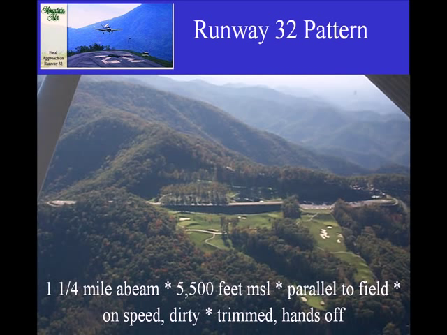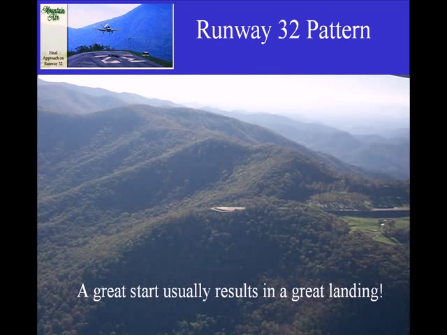Now this is the pattern, and we're going from right to left, and this is a right downwind for runway 32. Try to be a 1.25 mile beam, 5,500 feet MSL, parallel to the field, on speed. Trim the airplane up to hands off, and if the gear is down, be sure that you give the call that it's down and locked. The reason for trimming it up hands off is that when you turn final, you don't want any other forces on the controls of the airplane, so that if you get a downdraft or a change in wind force, you can feel that in the controls and correct without having to correct for being out of trim.